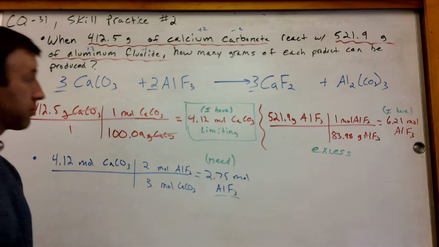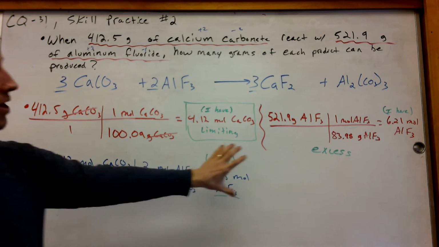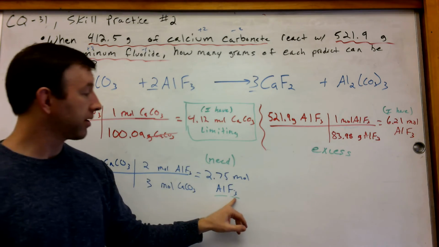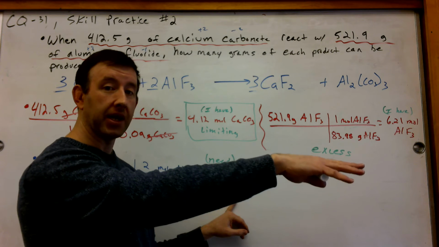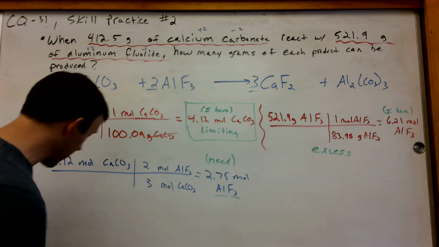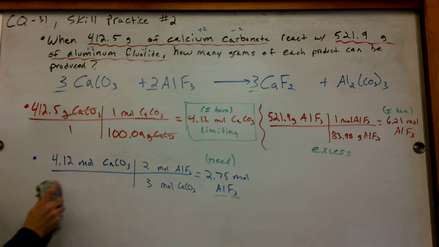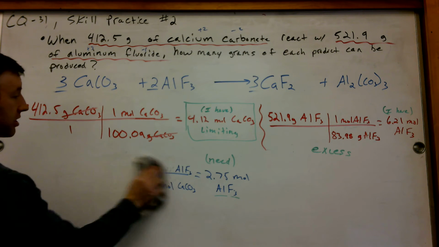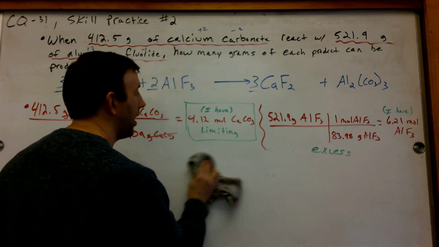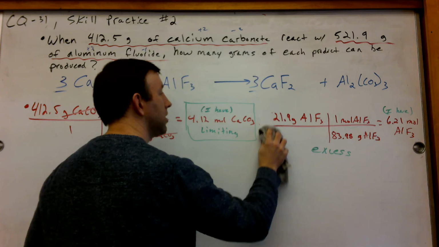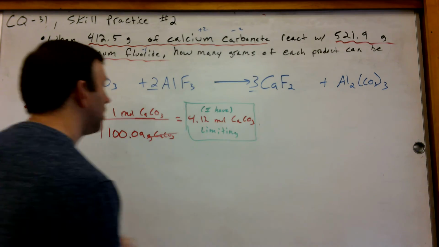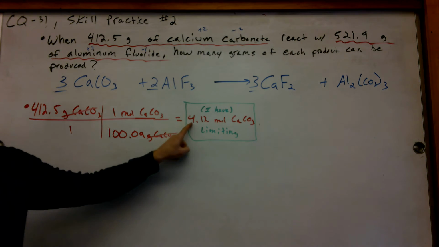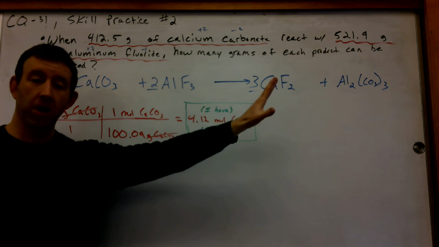So what I can do at this point is, because I know that I have excess aluminum fluoride, it is not going to determine how much product I get. This one is. So I can actually erase this. I know my limiting reactant, so I'm going to erase this to save some space. And this right here, this is the number I use to solve for my amount of product.